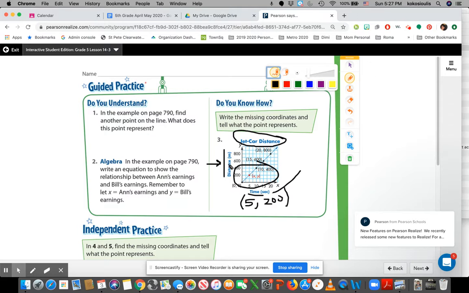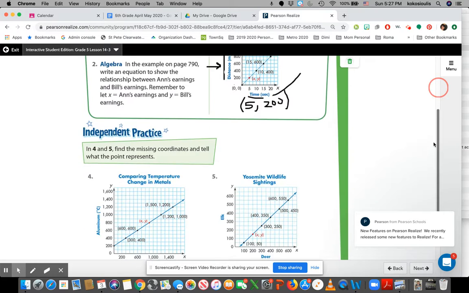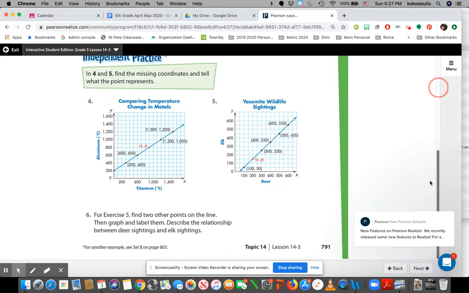That's pretty fast. What is it going to go in 10 seconds? 400 meters. What is it going to go in 15 seconds? So we're going to follow that line, and we know how many meters it goes based on what X is and what Y is. So that's a pretty good example. Okay, let me do number 4 and 5 for you.